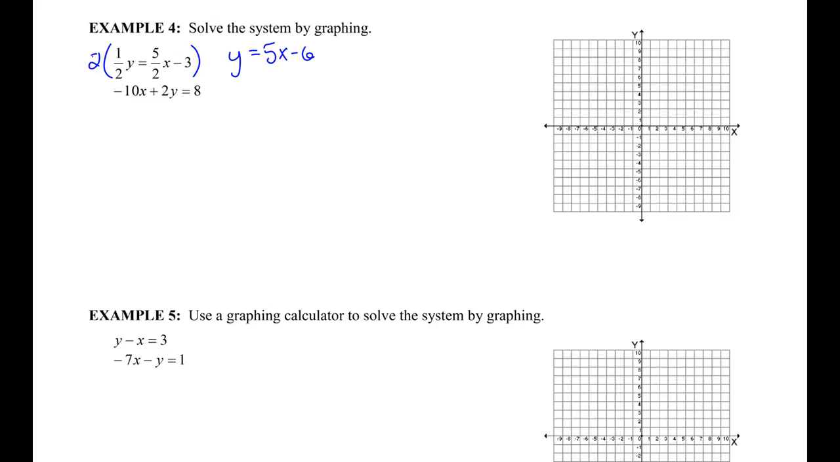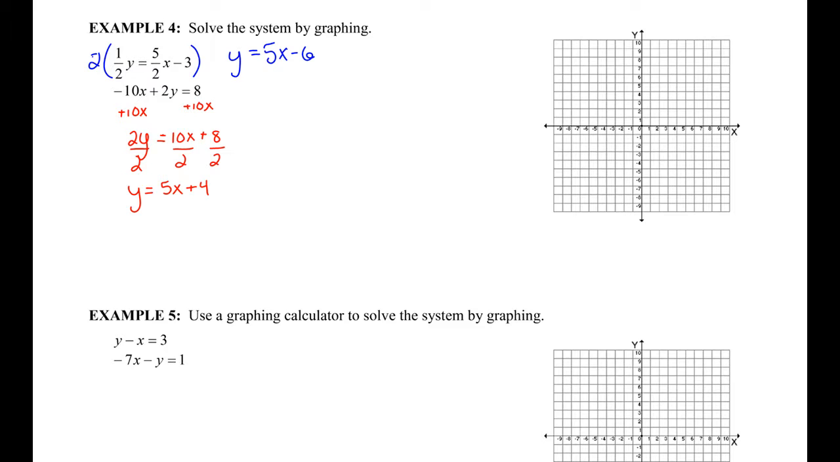The second equation we're going to get by adding 10x to both sides. So we're going to get 2y is equal to 10x plus 8. Then we are going to divide everything by 2 to get y is equal to 5x plus 4. So I'm going to start by graphing the line that was in blue.